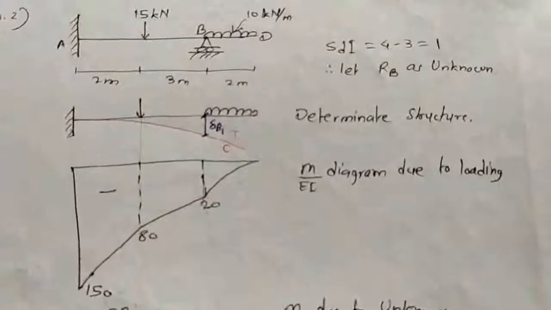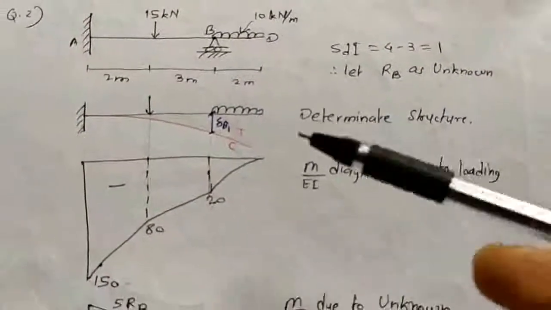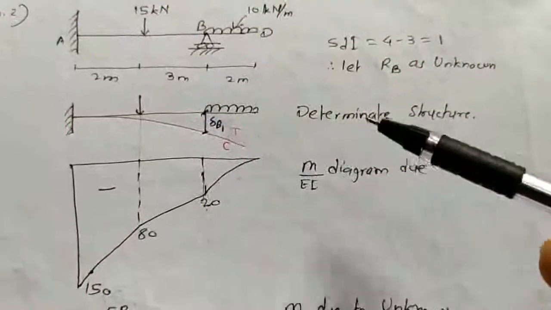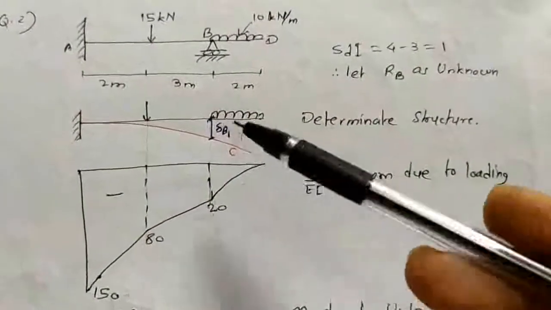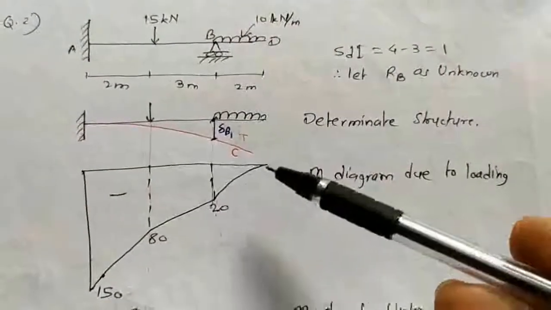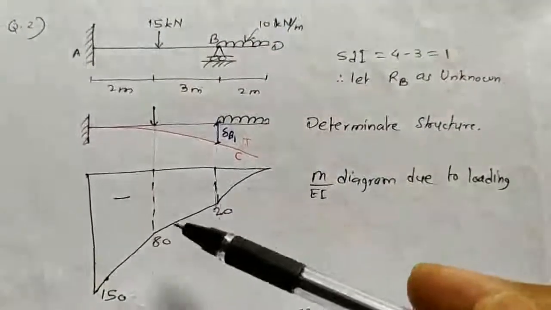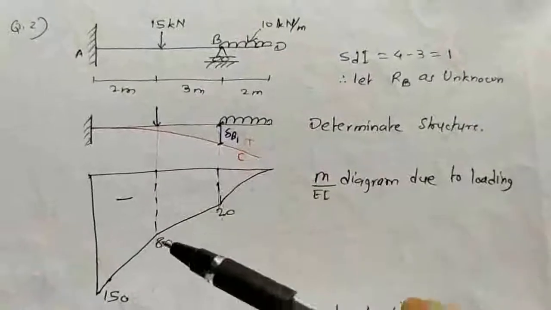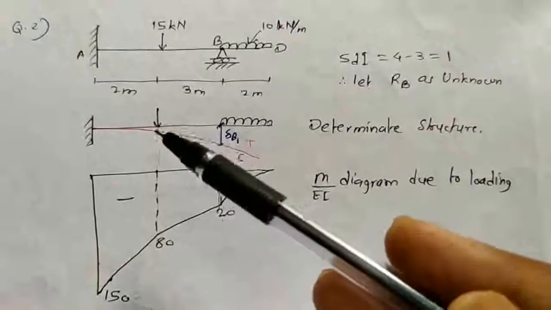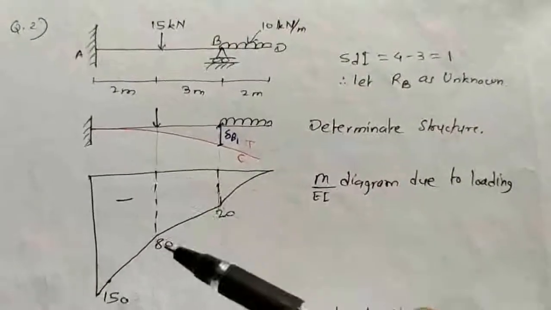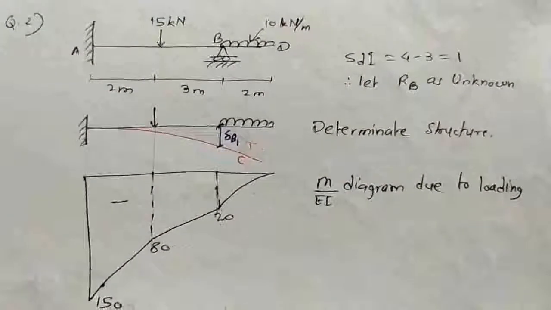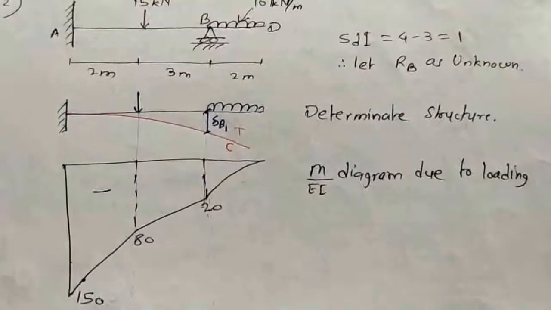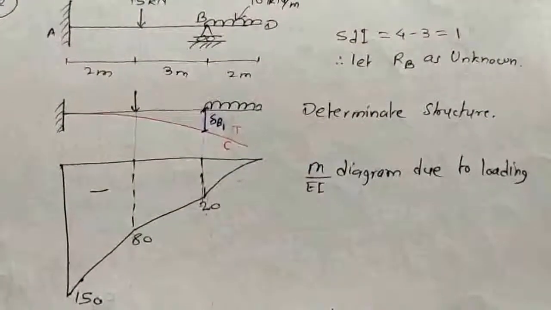Next, apply loading on this beam. Because of applying this loading on this determinate structure, we are getting this bending moment diagram. Of course, this is a UDL, so for this I will get a parabolic curve. Next, from this point to this point, there is no loading, so I will draw a straight line. From this point to this point, there is no loading, again there will be a straight line. So likewise, I will get the M upon EI diagram because of the loading.